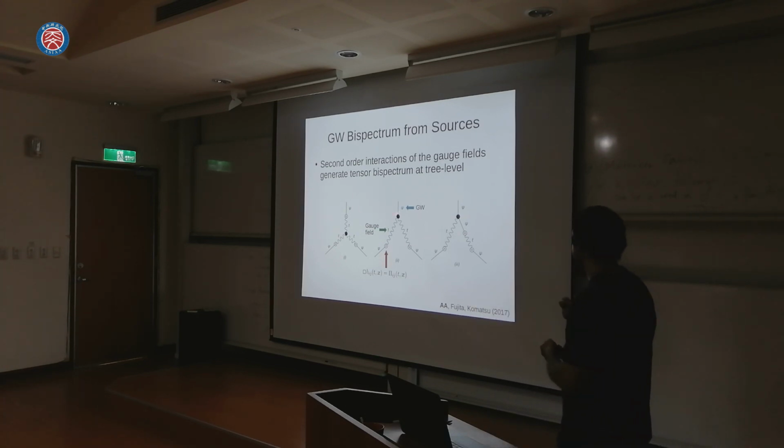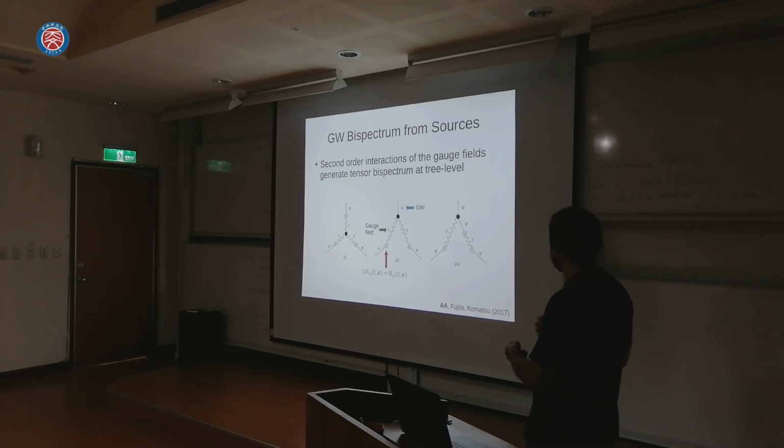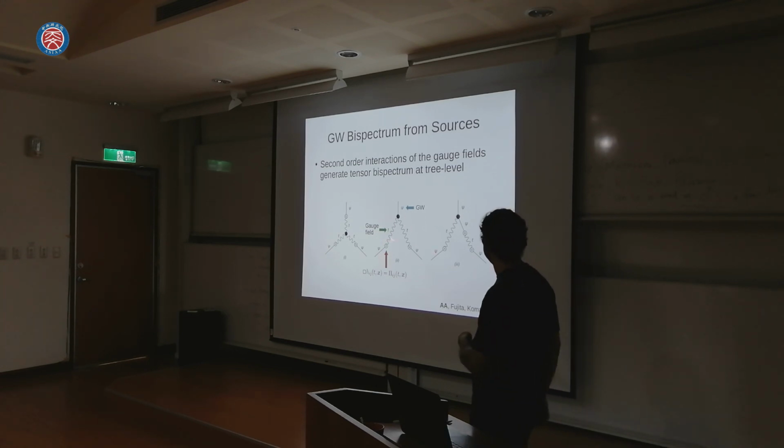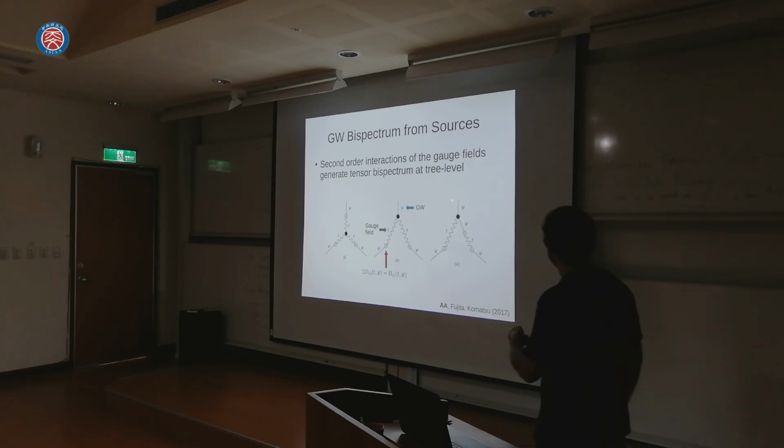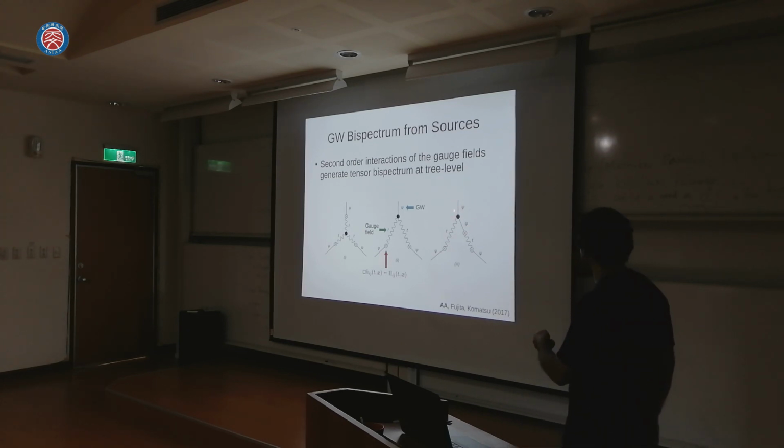The other kind of interaction is where one of these gravitational waves interacts with the other ones by exchanging just a couple of these gauge bosons. And the last one is where it decays into a gauge boson and a gravitational wave, and that then decays further into a gauge boson.